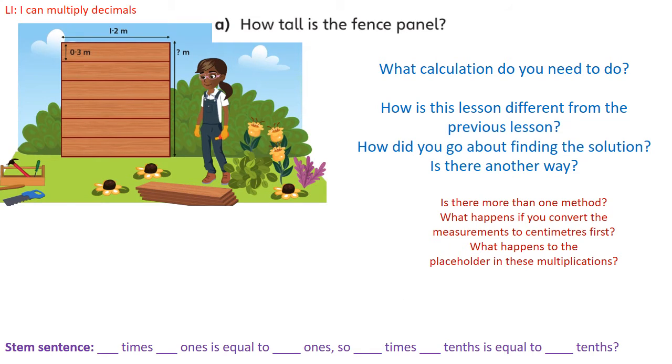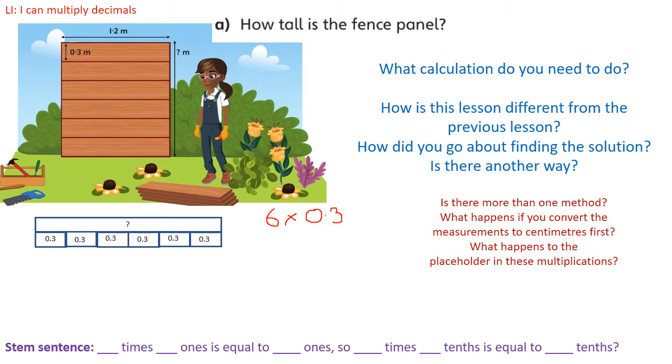Okay, our first problem today. How tall is the fence panel? So what do we know? We know that the fence is made up of 6 panels. We also know that each of those panels is 0.3 high, 0.3 of a meter. We could draw ourselves a bar model to help us visualize what we are going to do.